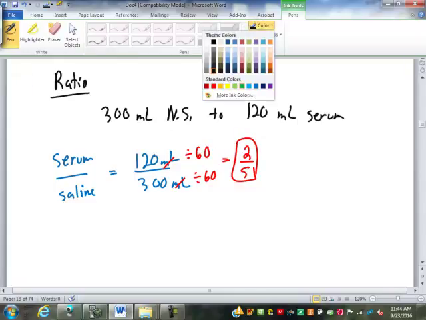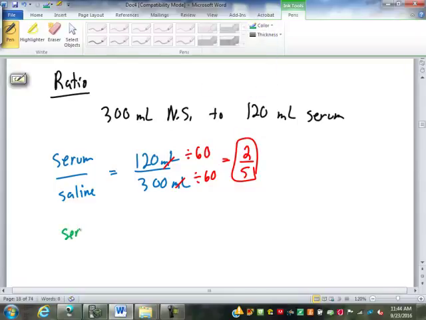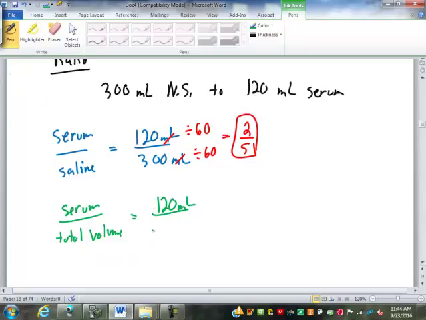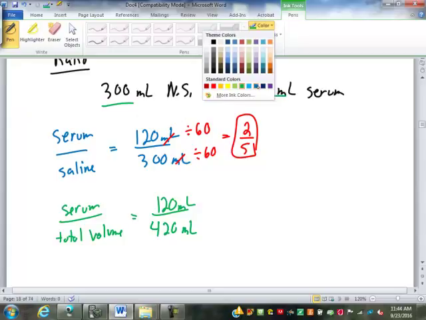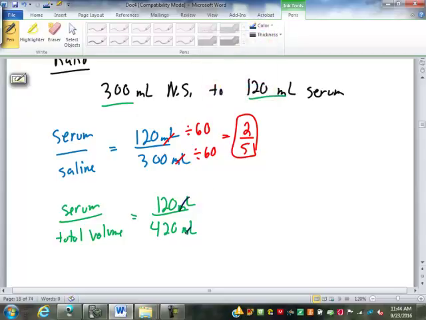Another ratio we could get out of this would be the serum to total volume ratio. So our serum is still 120 milliliters. What's our total volume? 300 plus 120, right? 420 milliliters. Still milliliters cancel. Still both divide by 60. You get a 2 out of 7 ratio.